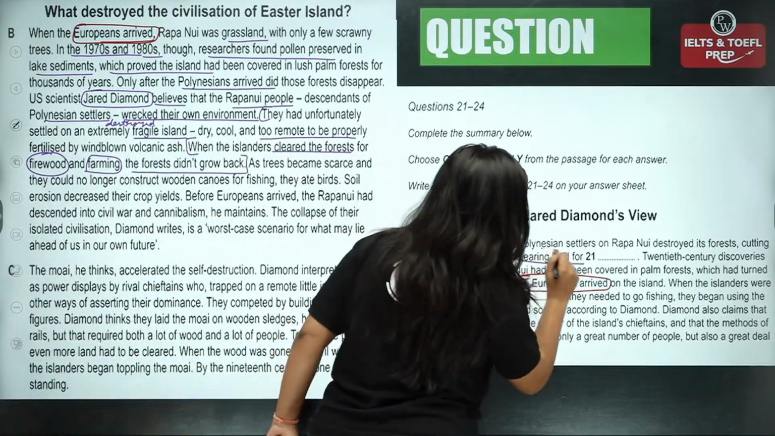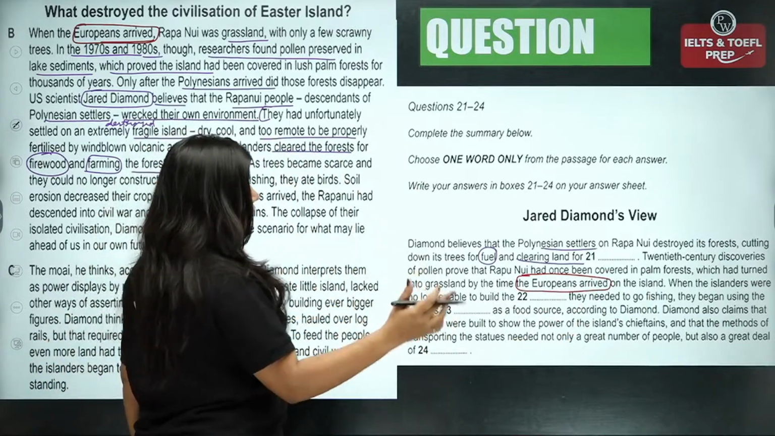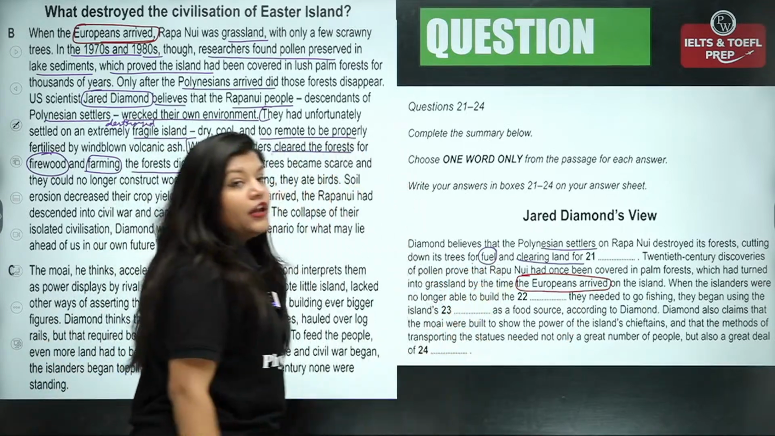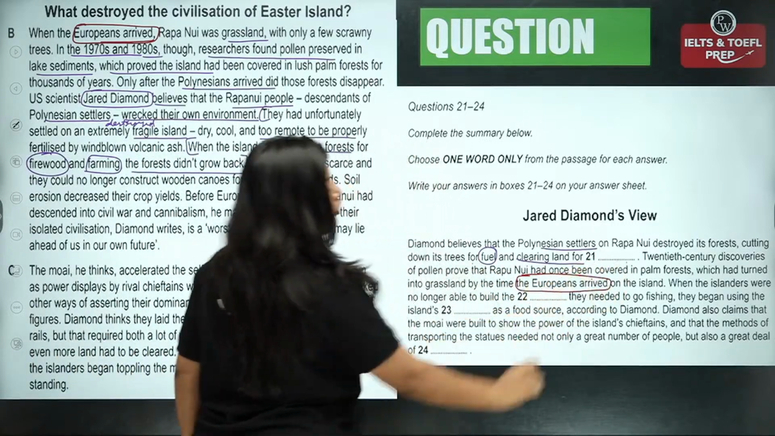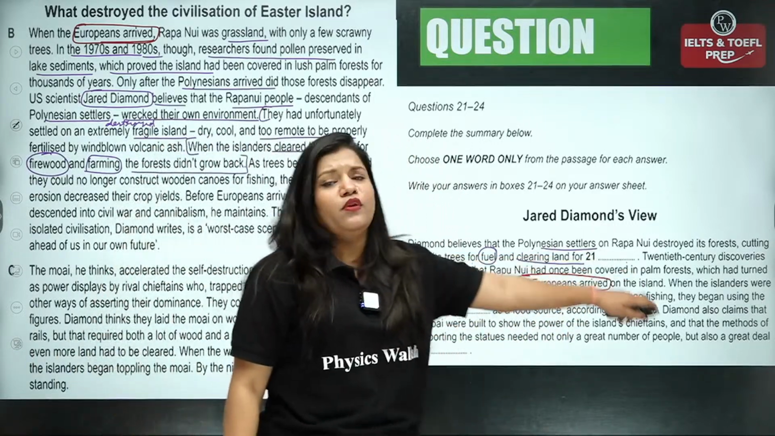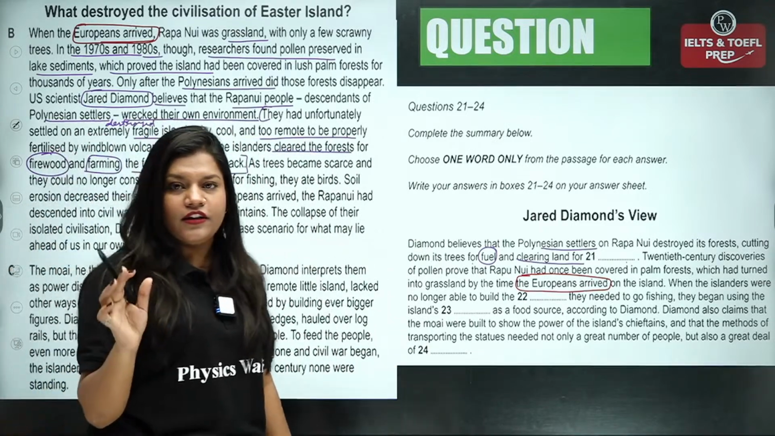Diamond believes that Polynesian settlers on Rapa Nui destroyed its forest by cutting down its trees for fuel. Now here, let's see what can be the response. Okay, clearing land for. So here I can come up with two responses, which are firewood and farming. Okay, these were the two reasons why they cleared the forest, right?